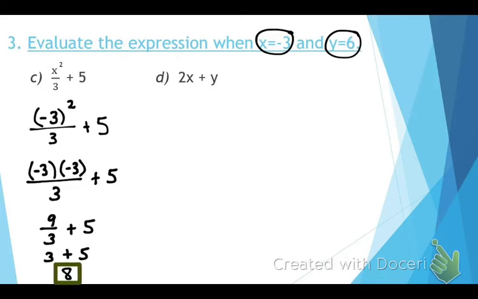All right, now I want you guys to take just a minute and try to do problem D on your own. When you think you have the correct answer for problem D, I want you to stand for me. Remember, when a number is next to a letter, that means to do what? Multiply.